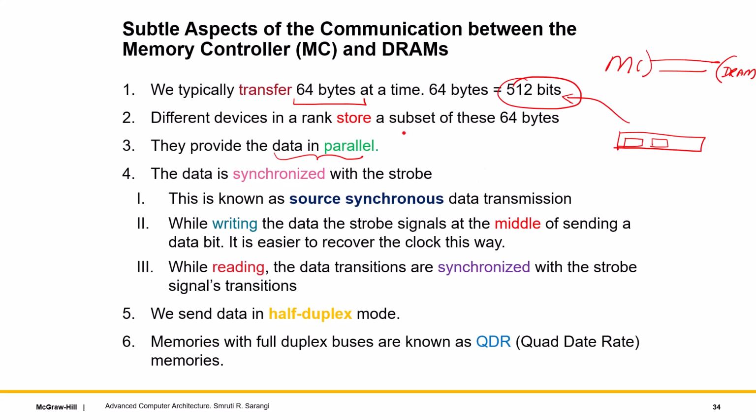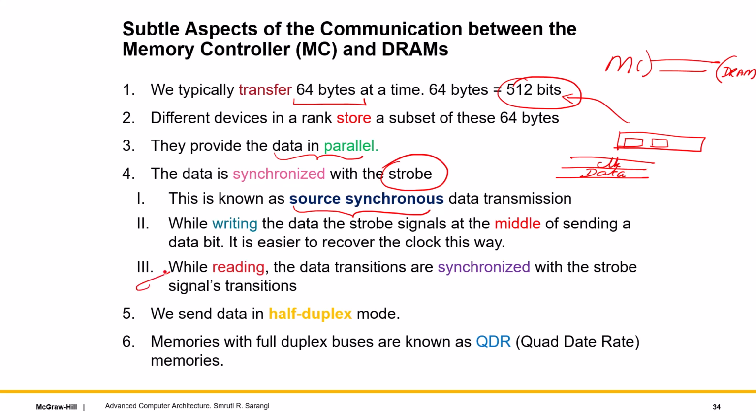data is provided in parallel and it is synchronized with the strobe signal. Because we are sending the strobe, which is being used as a clock, this is known as the source synchronous mode of transmission, where source synchronous basically says that you send the data and you also send the clock along with it, such that the receiver can recover the clock and then recover the data.